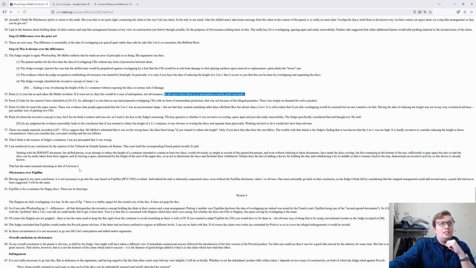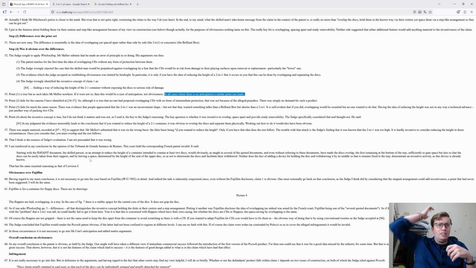So in other words, it's saying that if you want that by design, the problem that you've got, which is that the 2-to-1, as they call it, is too tall, and you want to make it shorter, this was the natural way to do it. So therefore, that makes it obvious. There was ample material to support that.